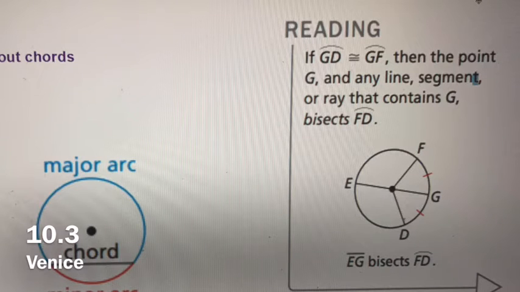If arc GD is congruent to arc GF, then the point G, in any line segment or ray that contains G, bisects FD. Remember, bisects divides something into two equal parts.